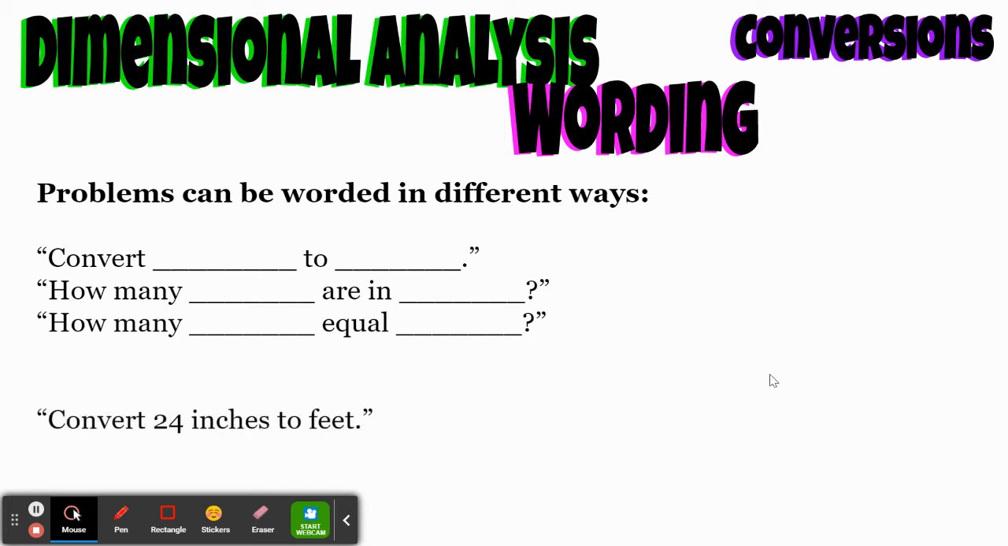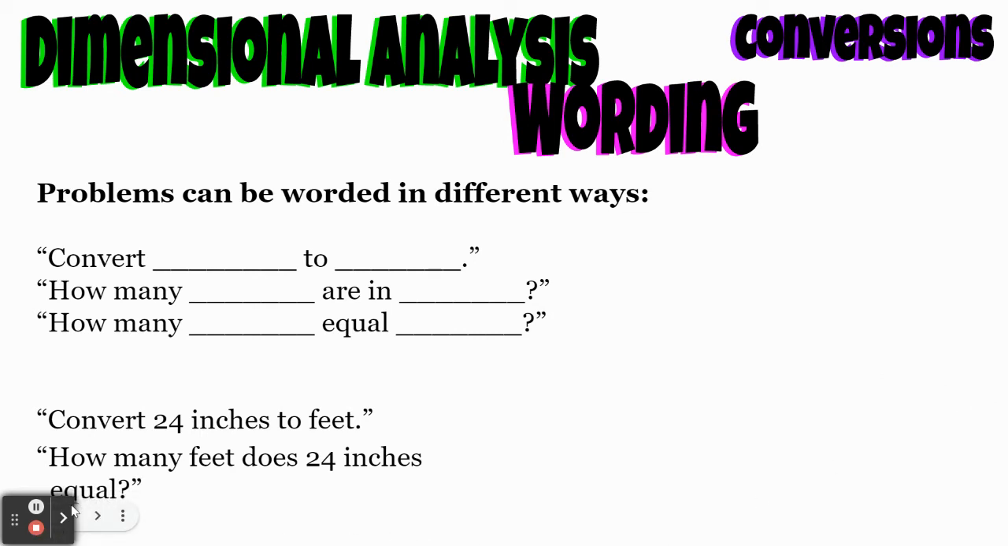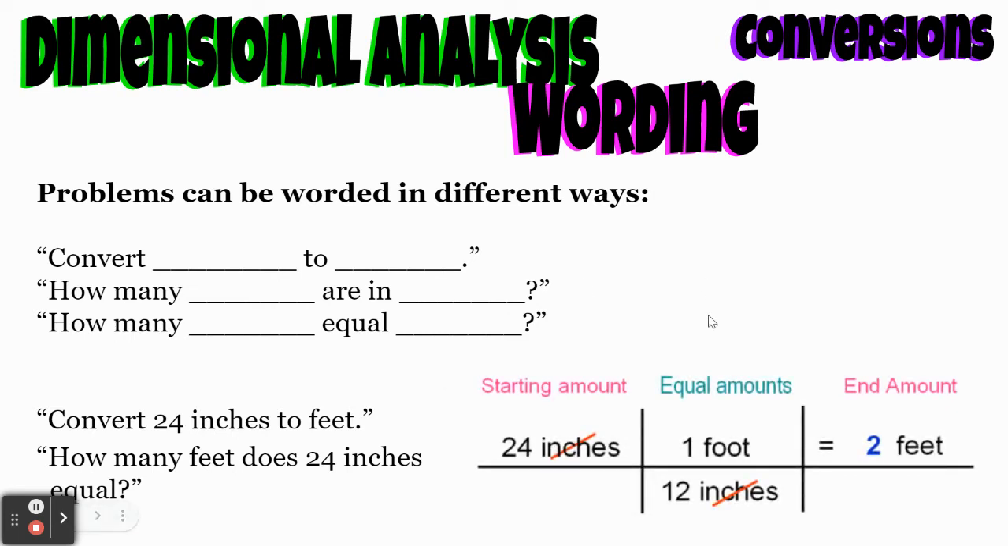So when we look at these, we really need to be looking at what it's asking for and what it is giving us. We want to know what units we are given to begin with and what we are looking for in the end. Again, in that example from the last one, we were given inches and we wanted feet at the end. So it's very important to understand, am I converting inches to feet, or am I looking for how many inches are in a foot, or how many feet are in 24 inches?